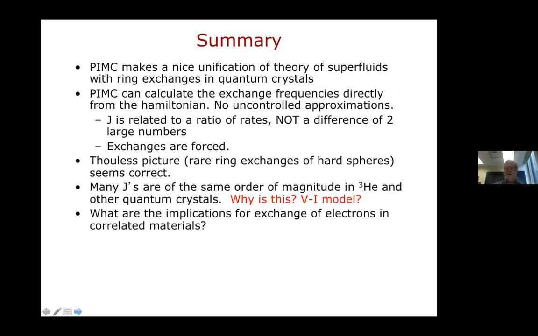I hope I give you some idea of what you can do with these imaginary time path integrals. They not only can be used to calculate bosonic systems and superfluid helium, but the same types of technology can be used to calculate this microscopic Hamiltonian. And of course, this Thouless picture for helium-3, where it's really been extensively tested, seems to be correct. That is, the magnetic properties are due to the rare ring exchanges of hard spheres. And we make them not hard, but with a realistic potential, and we get pretty good agreement with the experiment, as good as the experiment is.